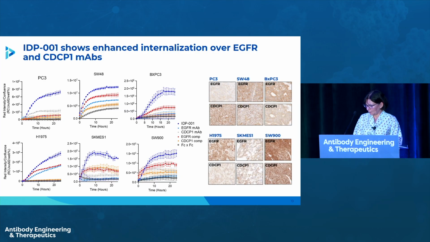IDP001 is in the bright blue line, and then the monospecific molecules are in the other lines. And you can also see, if you just look at PC3 as the example, it's one of the few cell lines where EGFR expression tends to be lower than CDCP1, and there again we see very nice internalization with IDP001 and very weak internalization with the EGFR binders and also with the CDCP1 bivalent binder as well.